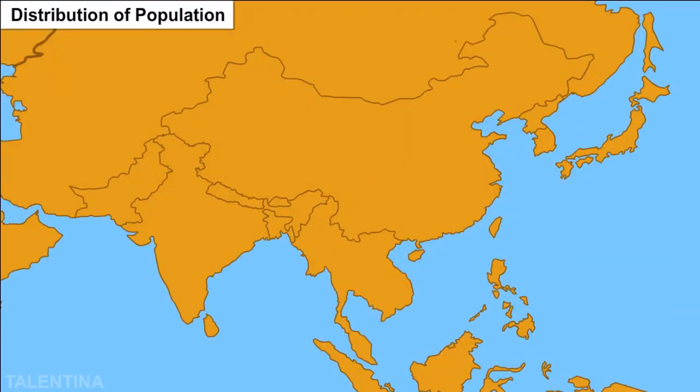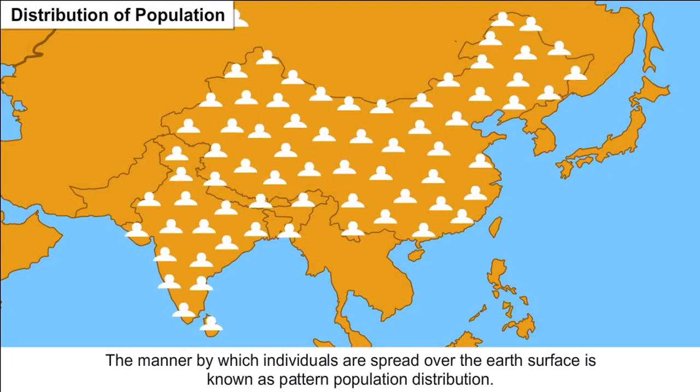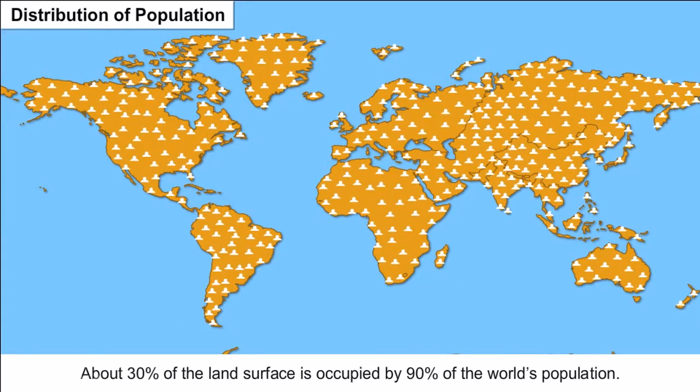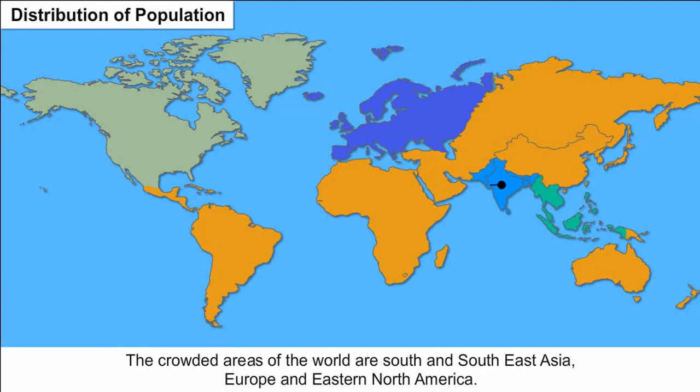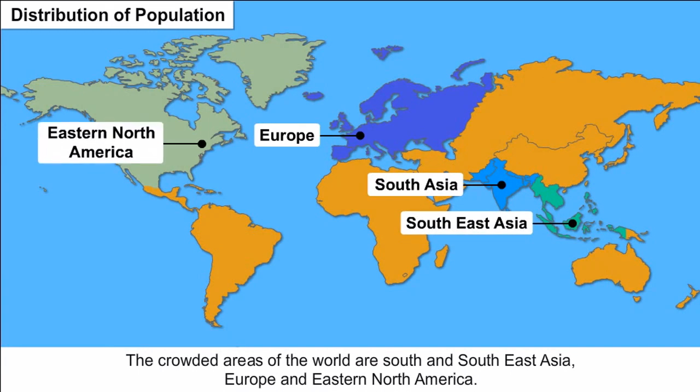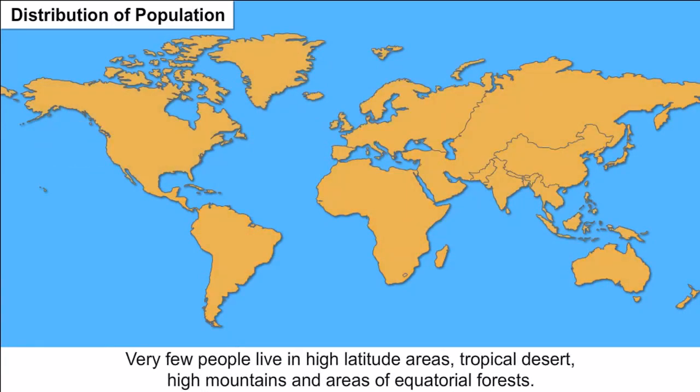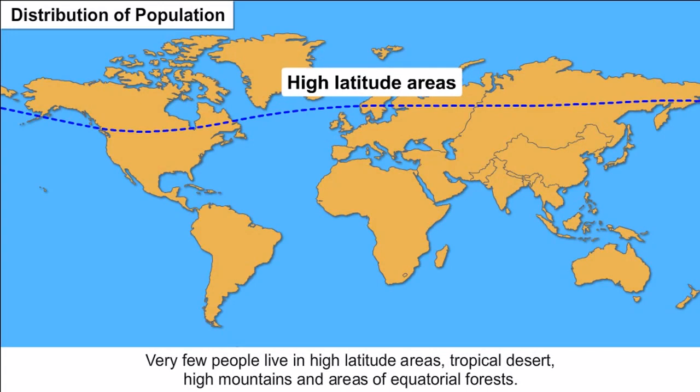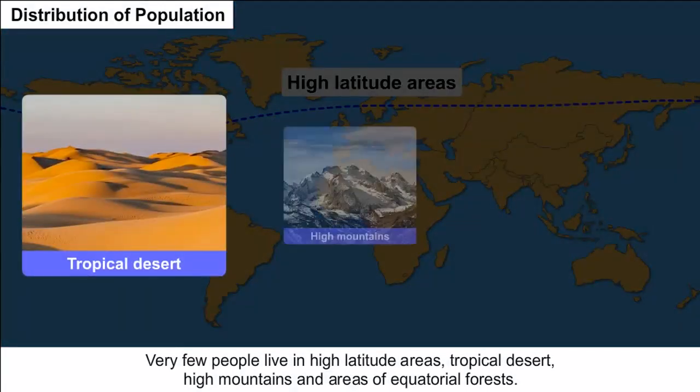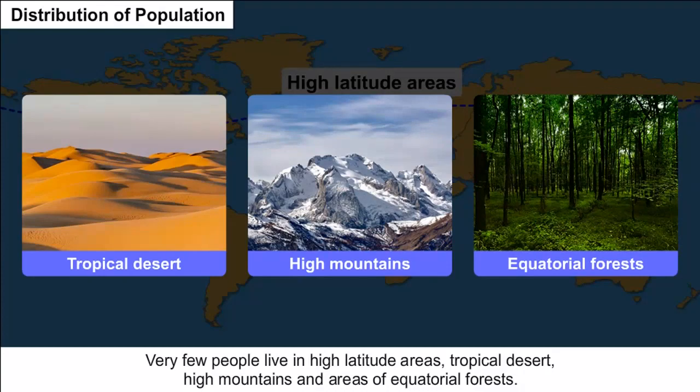Distribution of population. The manner by which individuals are spread over the Earth's surface is known as pattern of population distribution. About 30% of the land surface is occupied by 90% of the world's population. The crowded areas of the world are South and Southeast Asia, Europe, and Eastern North America. Very few people live in high latitude areas, tropical deserts, high mountains, and areas of equatorial forests.